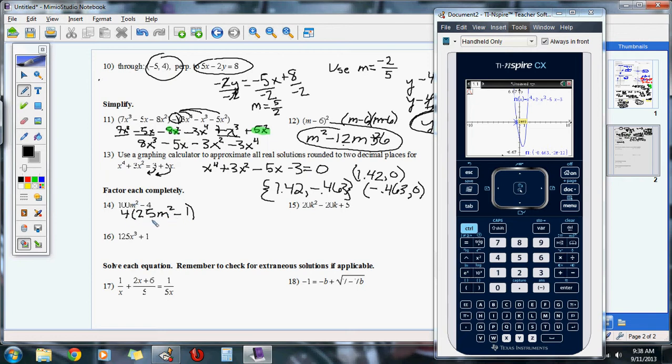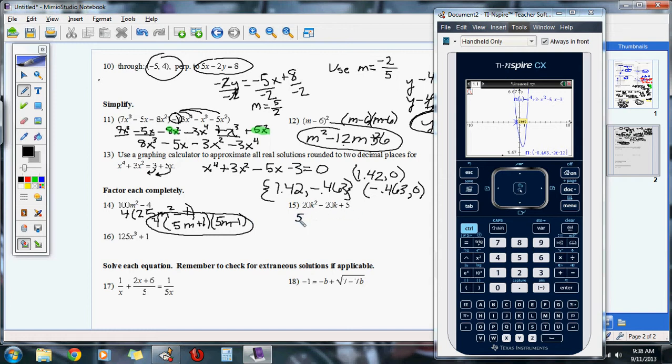Now what we have, trying to factor further, is a difference of squares. So we keep the GCF out, and then we know hopefully how to factor differences of squares to 5m plus 1 and 5m minus 1. And that's the total answer. A lot of kids will forget this 4 in front. Keep it going along. All right, this one here, again, GCF, 20, 20, and 5.